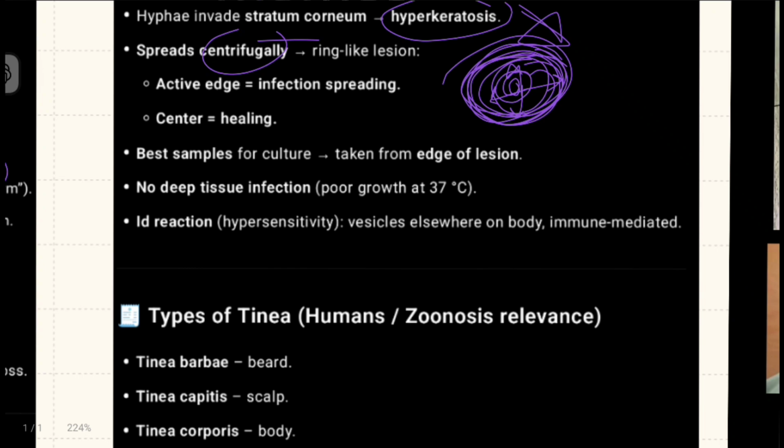Another factor why these dermatophytes don't invade deeply into the tissues is that their growth is supported when the temperature ranges between 20 to 25 degrees Celsius, sometimes extending to 30. But as the tissue goes deeper, where the body temperature increases, the growth of dermatophytes is not favorable at 37 degrees Celsius. So these dermatophytes tend to infect the superficial tissues of the body, and sometimes hypersensitivity reactions are also noticed, ranging from immediate to delayed response.